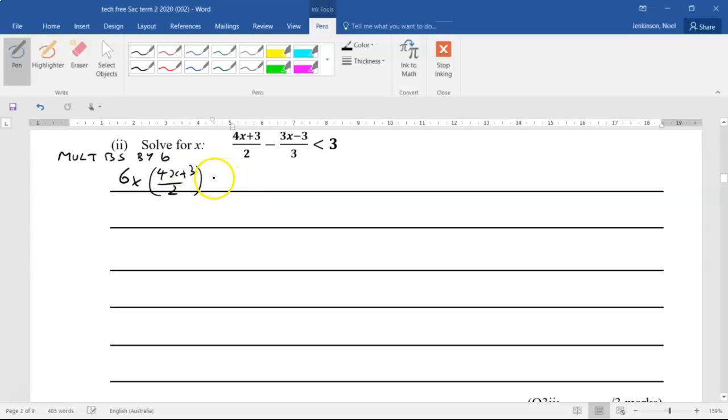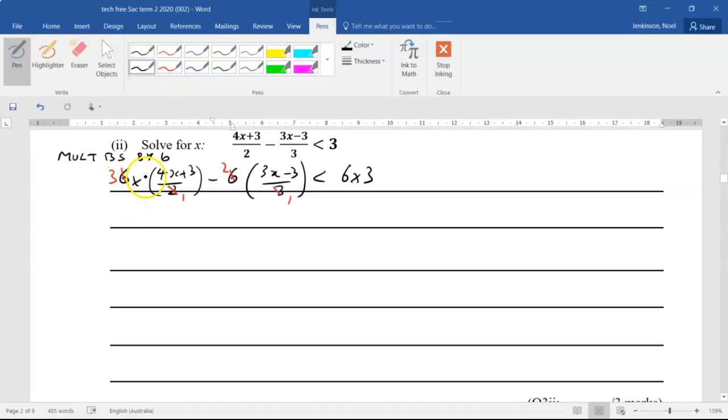I've got subtract 6 times (3x minus 3) on 3. I've got less than 6 times 3. There I've multiplied 6 by everything on both sides. I might just use another colour just to show you something here. I'm going to cancel. Goes once, goes 3 times, goes once, goes twice. Back to black.